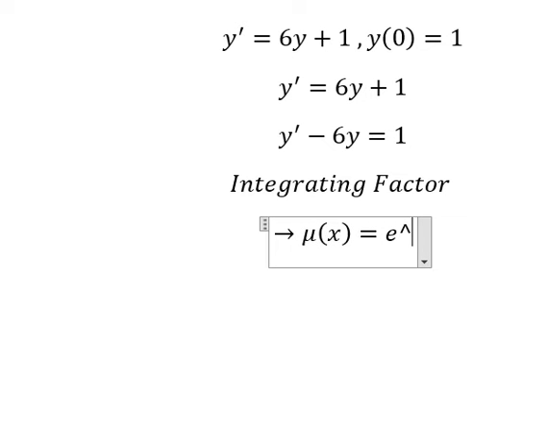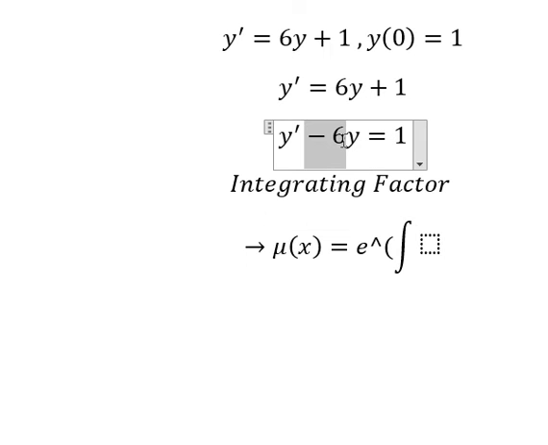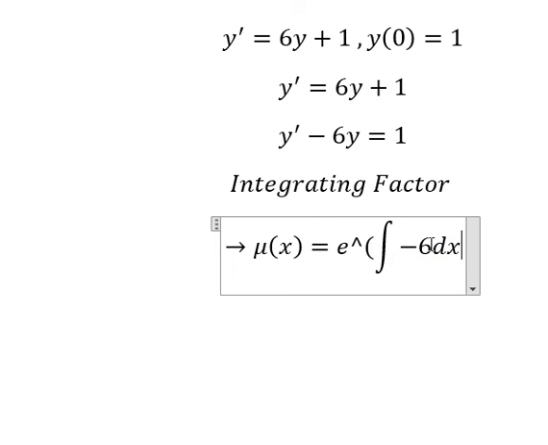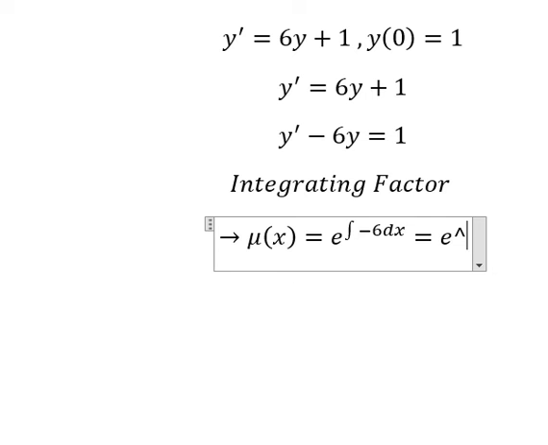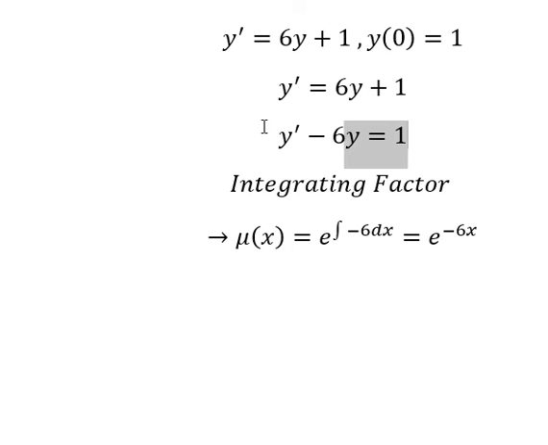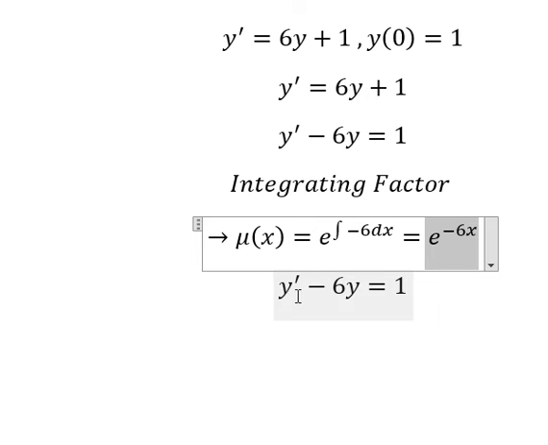equals e to the power of the integration. We see that negative number 6 next to y. That is for the integrating factor. And we have negative 6s. That means we multiply both sides by this one.